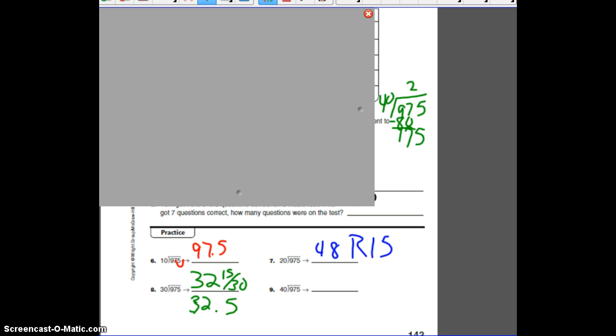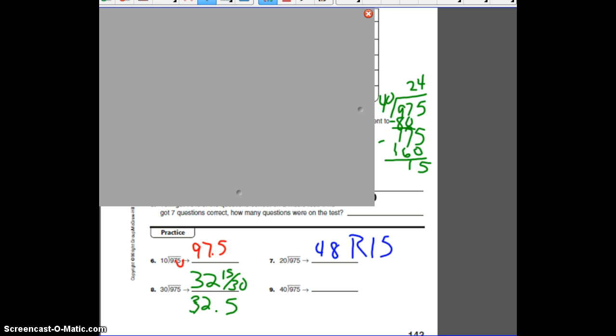Bring down your 5. Let's see, 4 times 4 is 16. 4 times 5 is 20. It must be a 4 here. 40 times 4 will be 160. Subtract, and I get a remainder of 15.